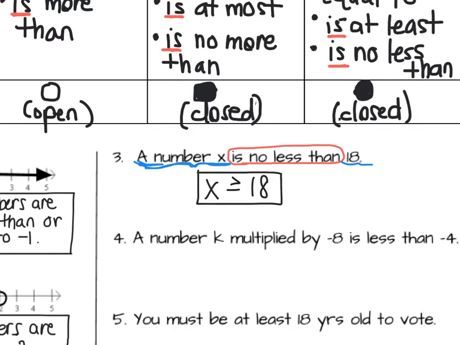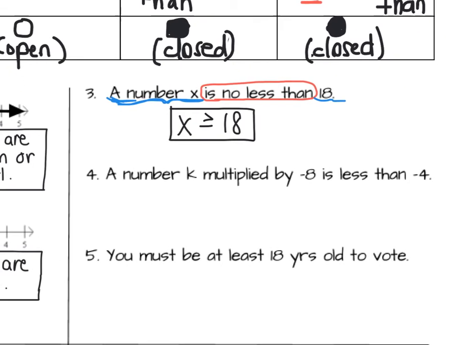Okay, and then for number 4, we have a number k multiplied by negative 8 is less than negative 4. So we're going to go ahead and circle the "is less than." I'm also going to circle this operation, "multiplied by." This "multiplied by" indicates we're going to be drawing a symbol.